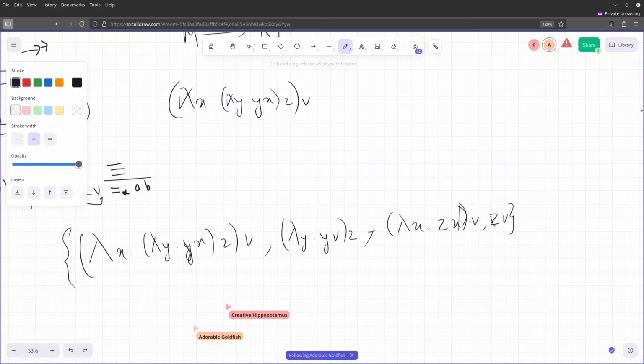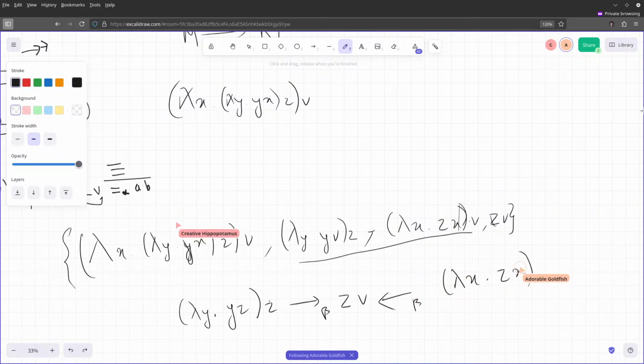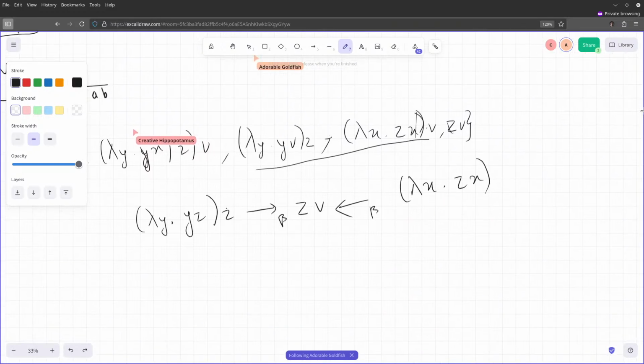If you look at this, we can see that, for example, these two things are beta equal to each other. How? Well, we can take lambda y dot yv z, which beta reduces to zv, and we can just write this. You see? Both of them are.